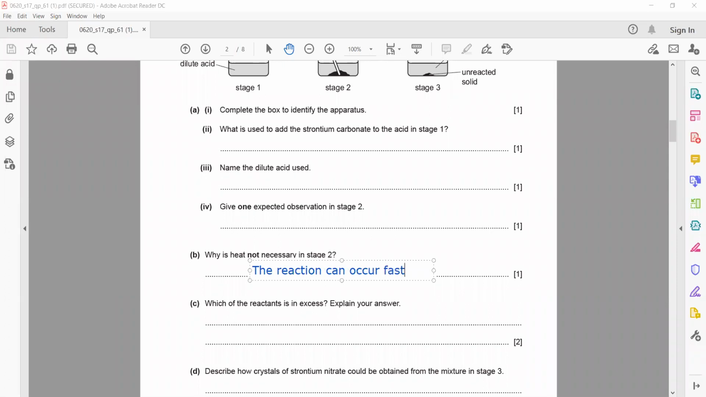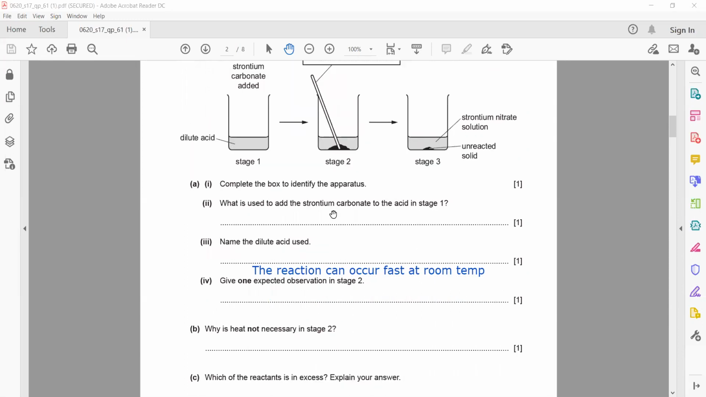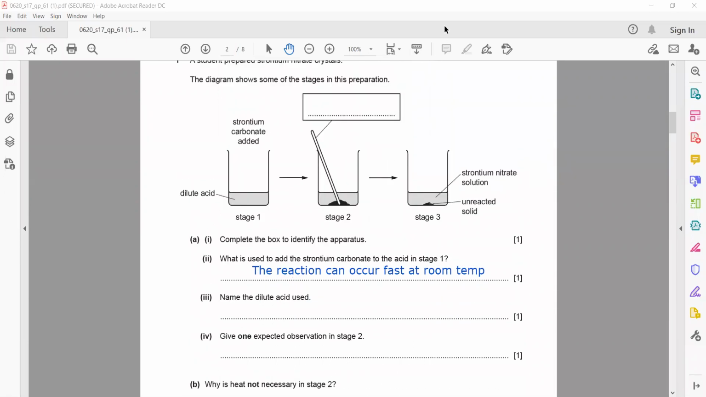heat energy. Which of these reactants is in excess, and explain your answer? We have nitric acid and we are adding strontium carbonate. Which one is in excess, more than enough for this reaction? Solid strontium carbonate is added to nitric acid. You find some of the solid is left. The unreacted solid is there. So which reactant is in excess? The solid strontium carbonate is in excess. Otherwise, if strontium carbonate was limiting, it would be completely dissolved and no solid left behind.